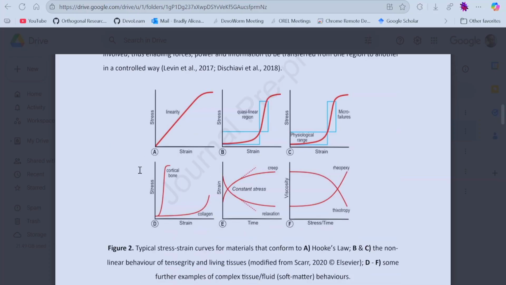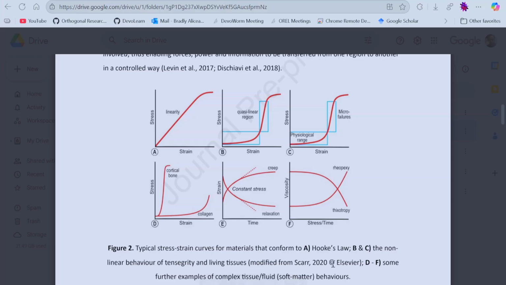So these are the stress strain curves for materials. A is Hooke's law, which is linearity over this region of the stress strain curve. This is where you have an input of stress and an output of strain, or an input of strain and an output of stress, and that's a linear relationship under Hooke's law.